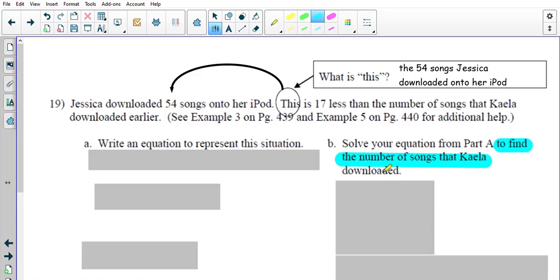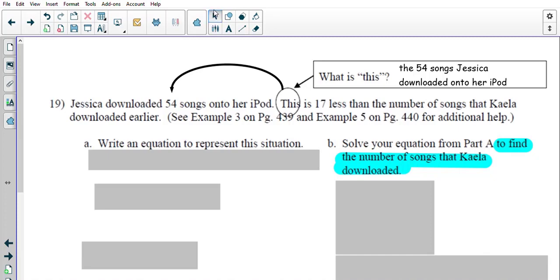So one of the first things I always suggest students do, they'll come to me and they'll say, I don't know how to do this. I'll say, okay, what are we trying to find? We're trying to find the number of songs that Kayla downloaded. It's going to tell you that somewhere in the question. It's going to say, find this, usually at the end of the question. It might be in one of the parts as well. It might ask a question, which will tell you what you're trying to find.